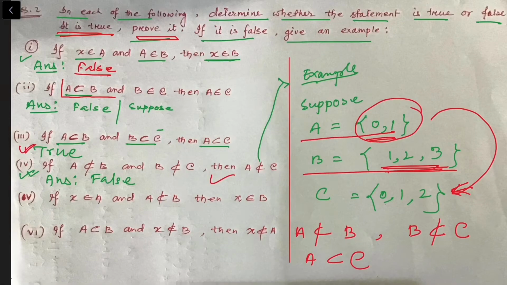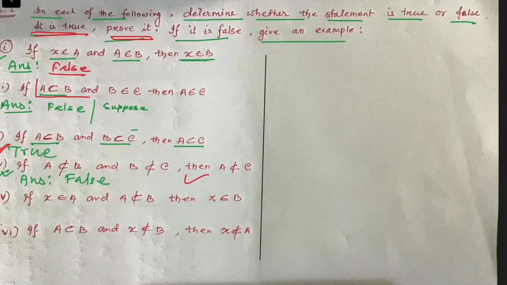So let's move on to the next one. The next statement is: X belongs to A, A is not a subset of B, then X belongs to B. Is this one true or false? This is false.